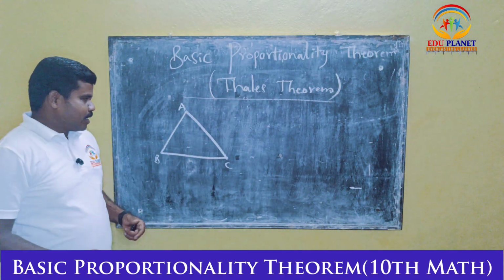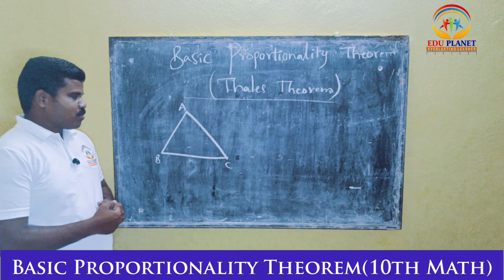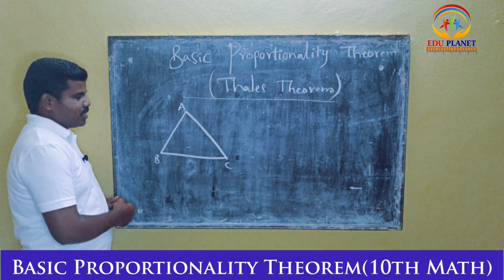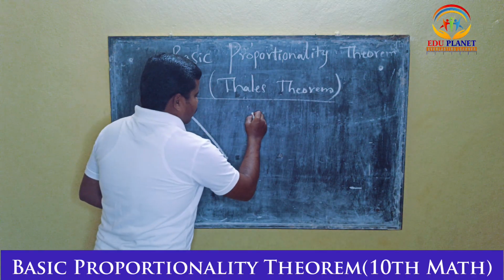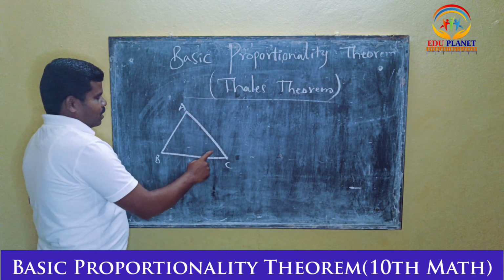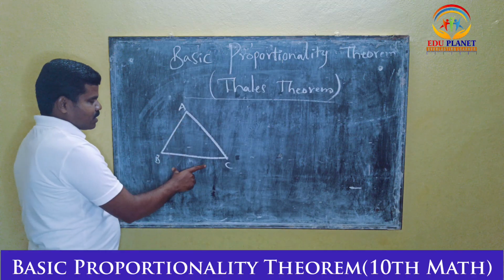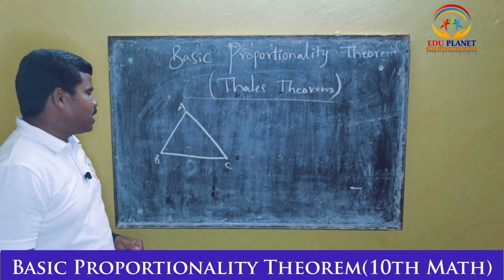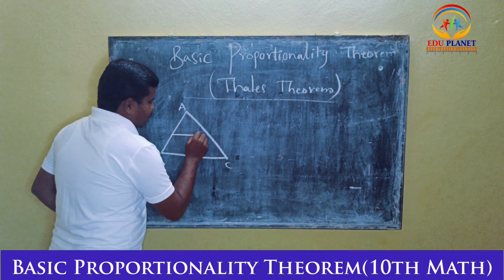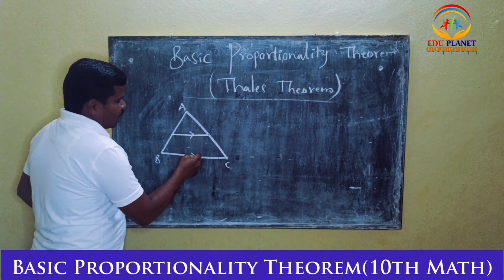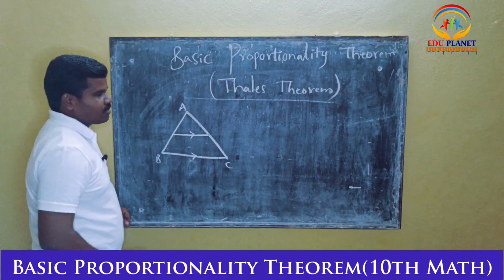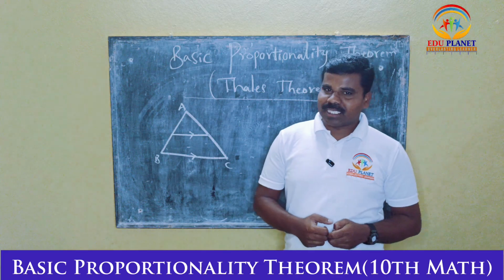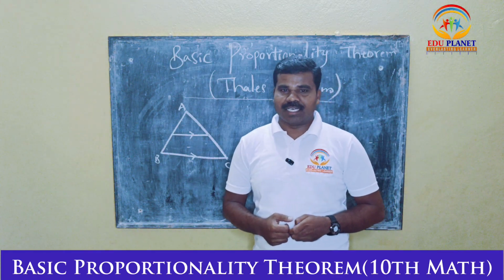Let us take the example of triangle ABC. See here, this triangle ABC has three sides: side AB, side BC, side AC. For any one side, if you draw a parallel line, then that parallel line will divide the remaining two sides in the equal ratio. Yes, it is nothing but our Thales theorem. By example, we will understand it very clearly.